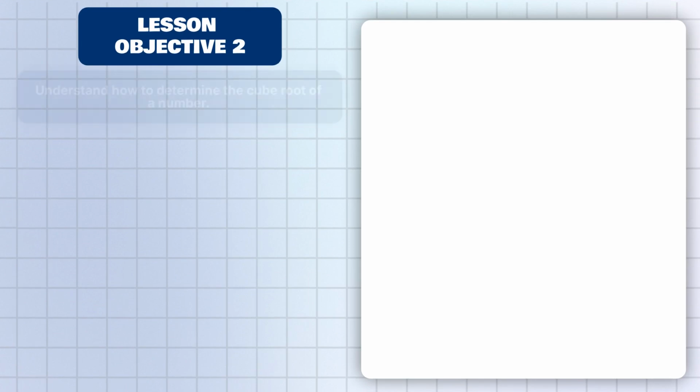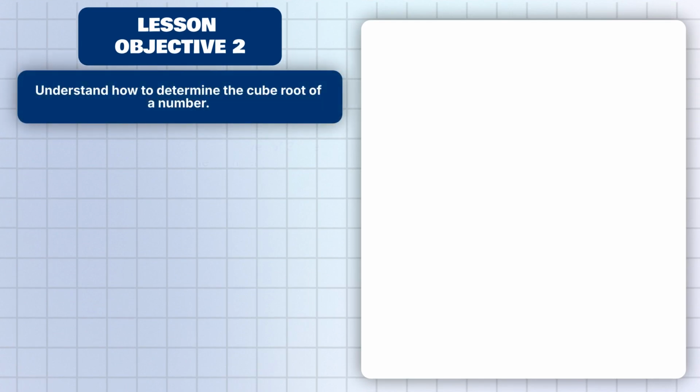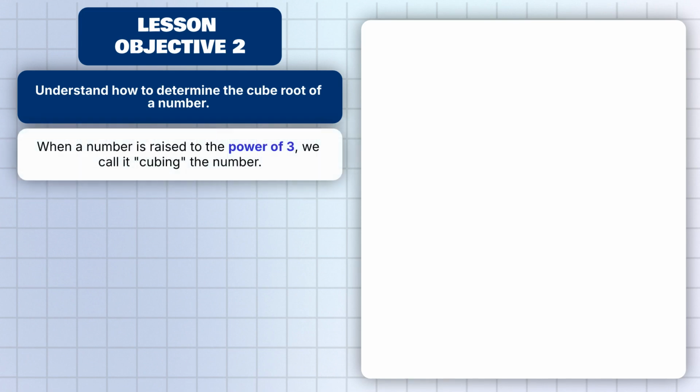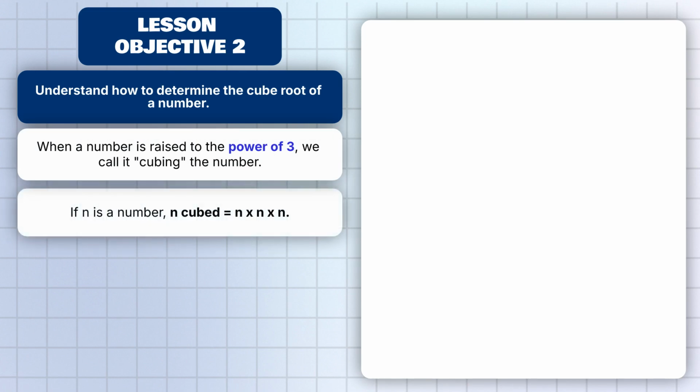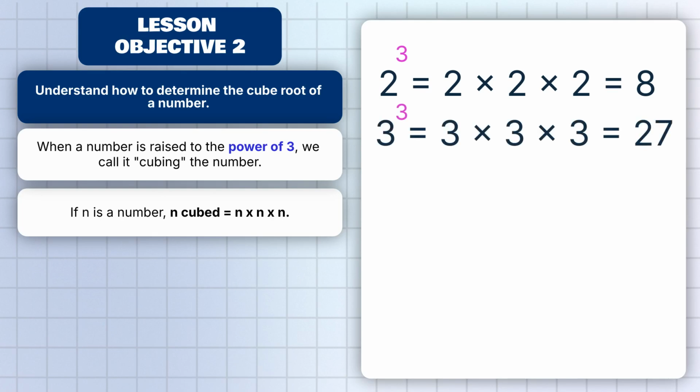Now let's move on to cube roots. When we raise a number to the power of 3, we are cubing that number. In mathematical terms, if n is a number, then n cubed represents the number n multiplied by itself twice. For example, 2 cubed is 8. 3 cubed is 27, and 4 cubed is 64.